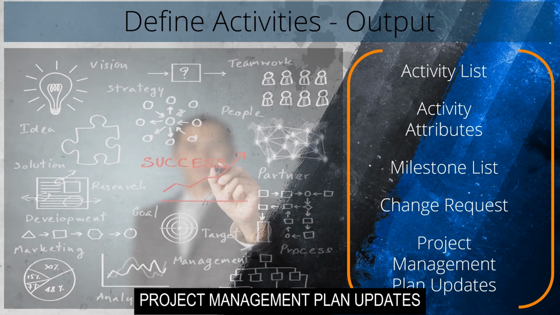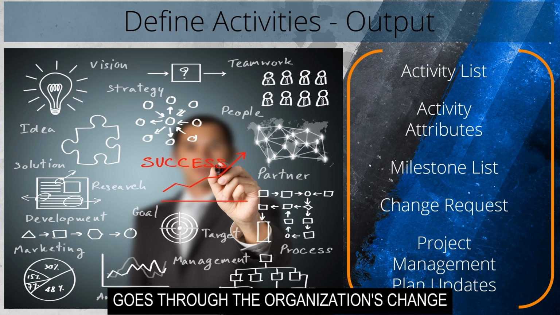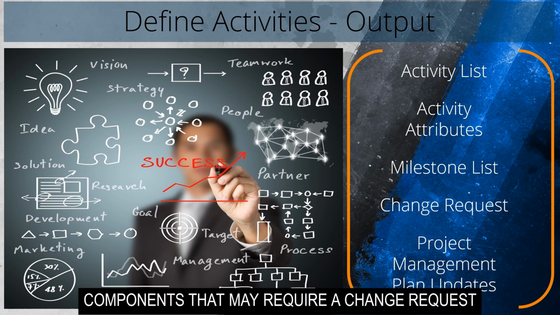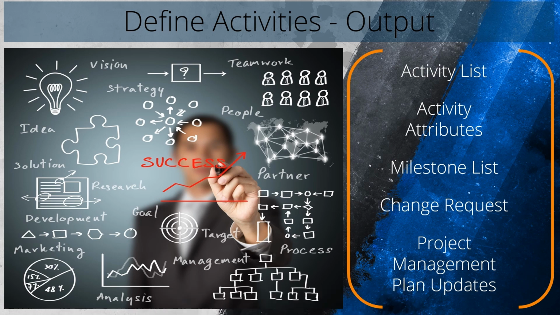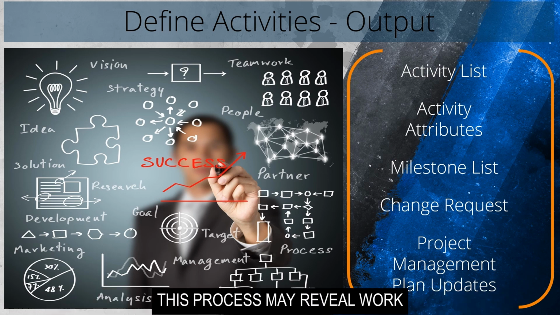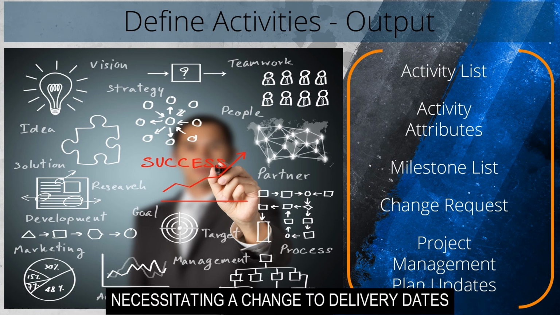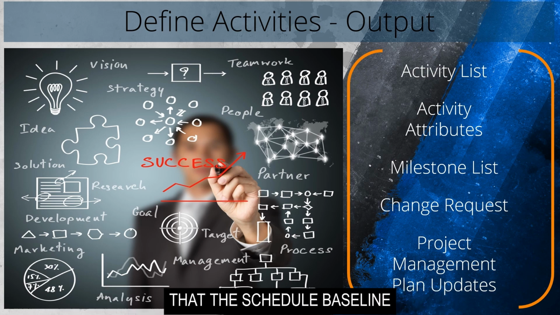Project management plan updates. Any change to the project management plan goes through the organization's change control process via a change request. Components that may require a change request for the project management plan would include schedule baseline. Throughout the project, work packages are progressively elaborated into activities. This process may reveal work that was not part of the initial schedule baseline, necessitating a change to delivery dates or other significant schedule milestones that are the schedule baseline.